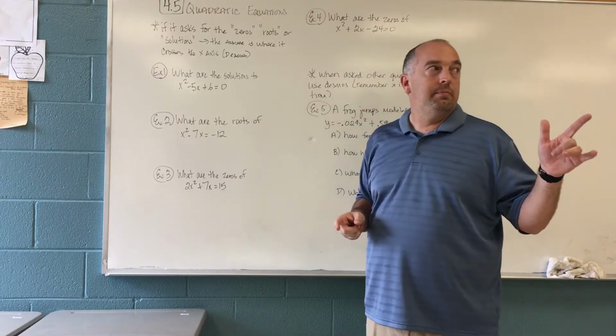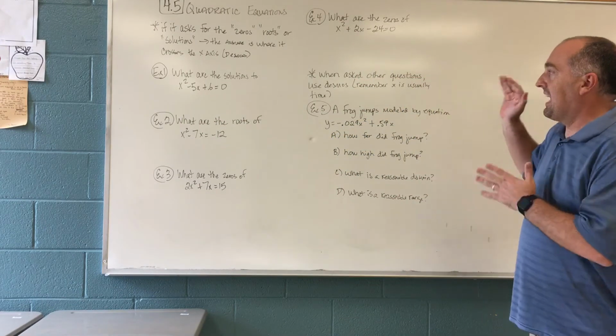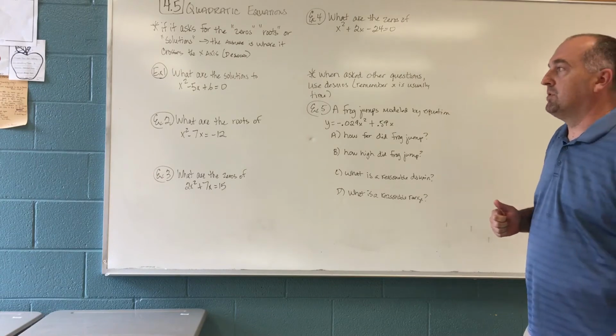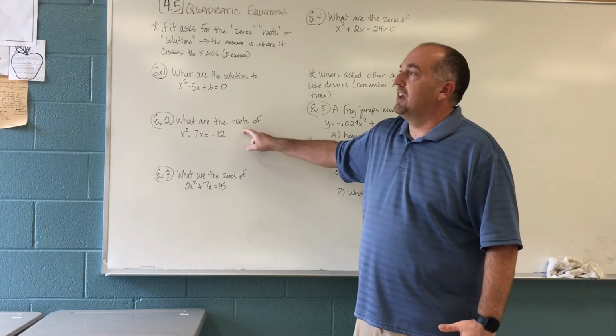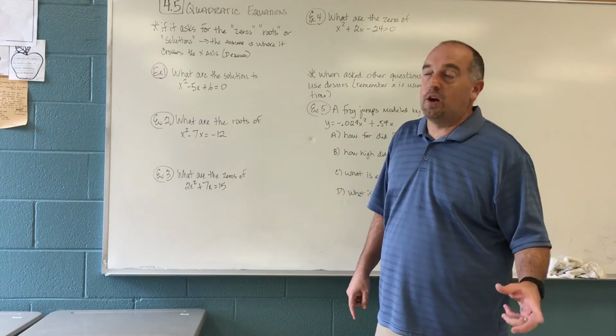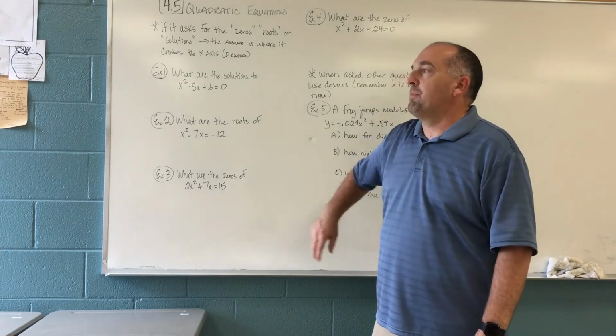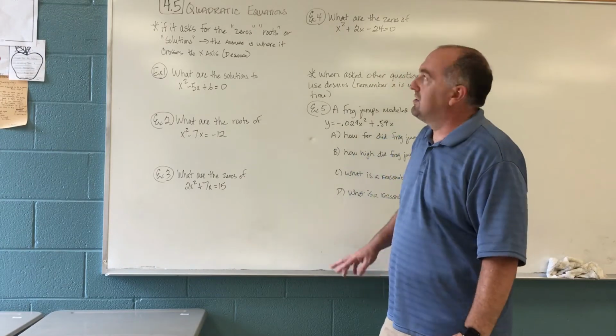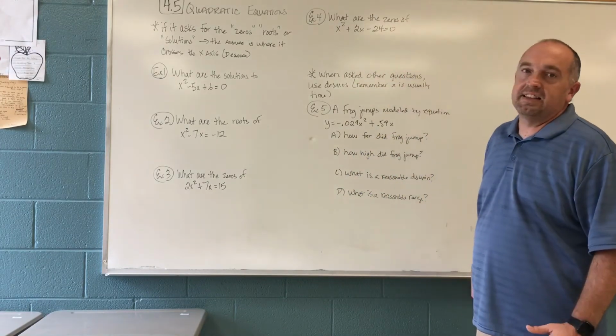And again, we're going to do all this in a minute, so you want to hit pause and copy all this down, because then I'm going to just do it on Desmos. So number 2, what are the roots? Again, where it crosses the x-axis. And again, you put it in just like you see it. You don't have to solve for y or anything like that. Example 3, when it says zeros, again, where it crosses the x-axis.